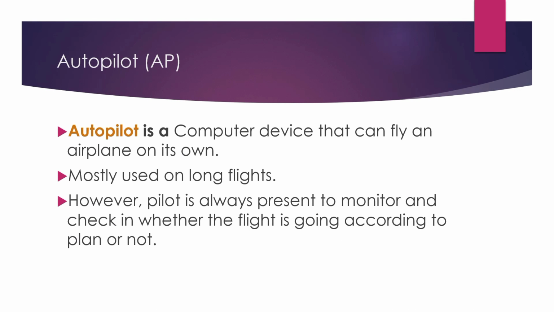The autopilot systems. Autopilot is a computer device that can fly an airplane on its own without a pilot. This system is fully controlled by computer, mostly used on long flights. However, a pilot is always present to monitor and check whether the flight is going according to the plan or not. Okay, these are the autopilot systems.